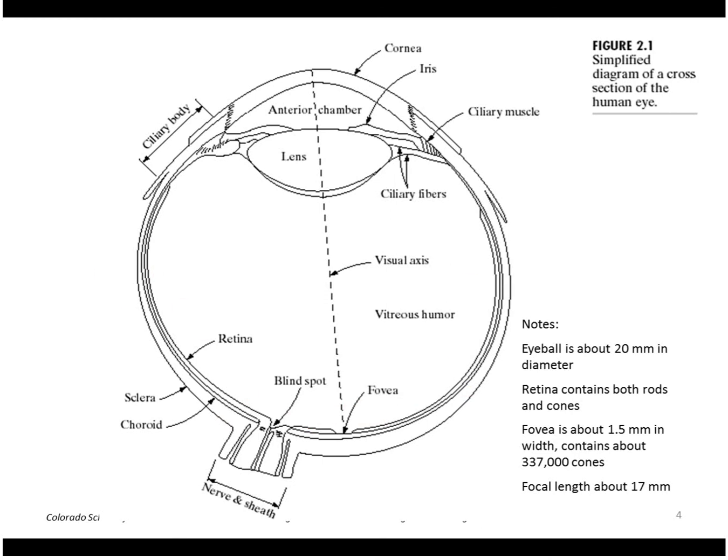So the retina is covered with rods and cones, which are light sensitive cells. The fovea is the densest portion of the retina in terms of cones. It's about 1.5 millimeters in width and contains about 337,000 cones. The distance from the lens to the retina is about 17 millimeters, so that we take as the focal length of the eye.